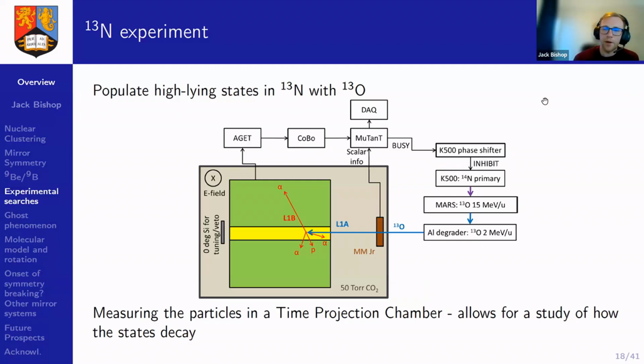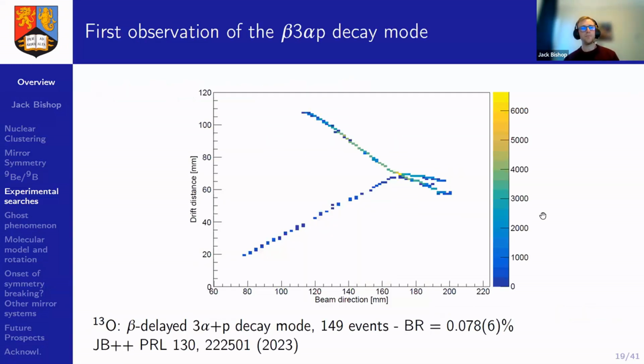So what we did is we sent a radioactive beam of oxygen-13 from the MARS beamline down into our time projection chamber. We stop this oxygen-13 inside of our detector, and what we're able to do in this time projection chamber is see the tracks of all of these decay products. By looking at how far they travel in our gas, we can work out their energies and their momenta, and this allows us to try and see exactly what's taking place with these different types of clustering.